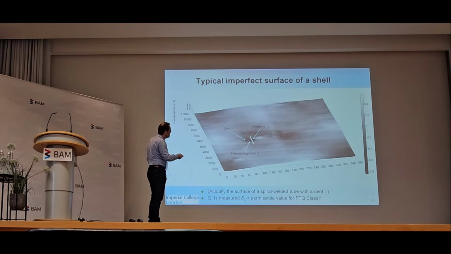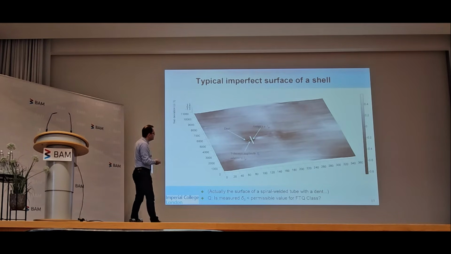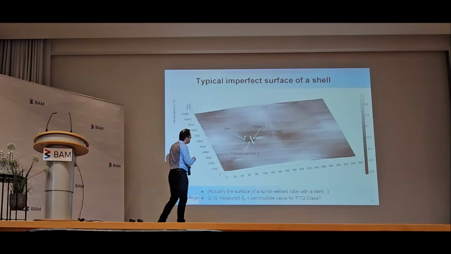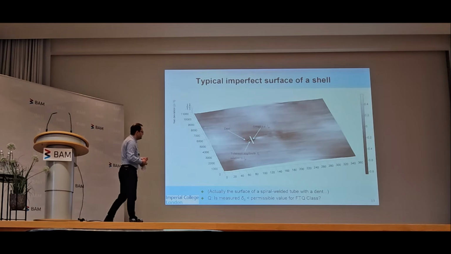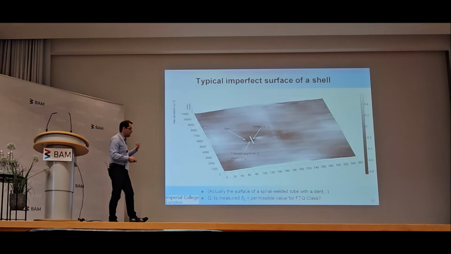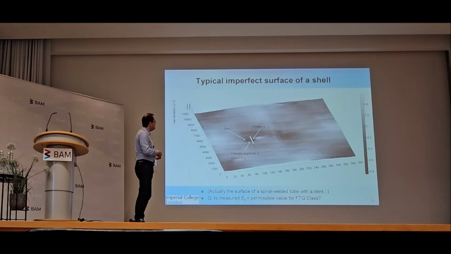This is a little cloud. This is an imperfection from a laser scan of a shell, actually a spiral welded tube in Karlsruhe, and there was a big bump on it. So it's a nice thing to illustrate this on. So how does this relate to imperfections assumed in GMNIA?